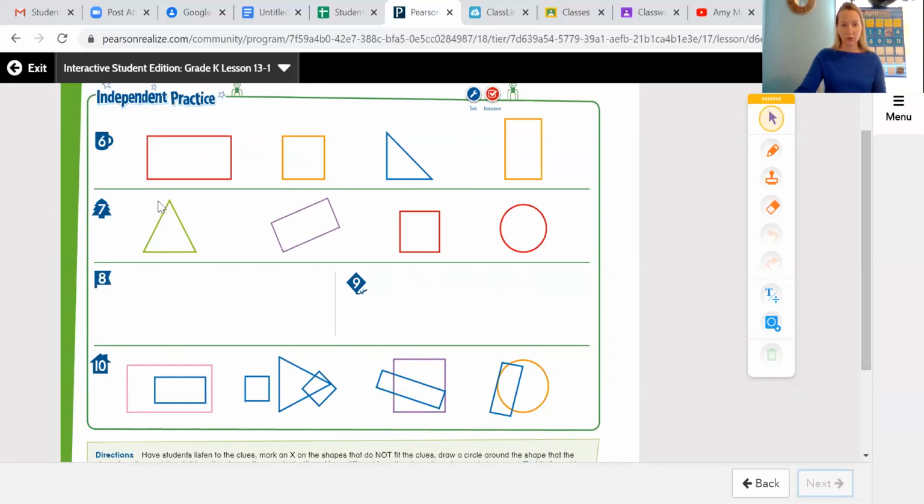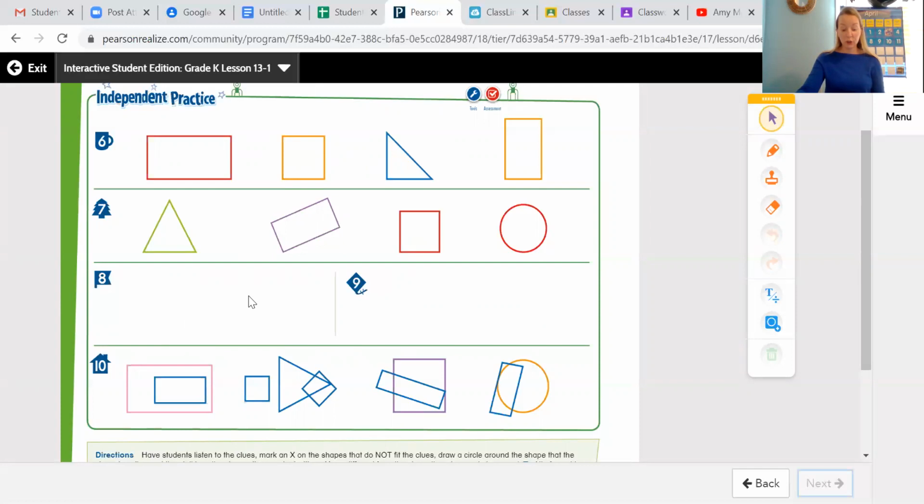Then move on to number 7. Here's the clue for number 7. I have 4 sides. I am the same shape as a classroom door. So think about the door that goes into our classroom. What shape is our classroom door? So number 7, one more time. The clues are I have 4 sides and I am the same shape as your classroom door. What shape am I?